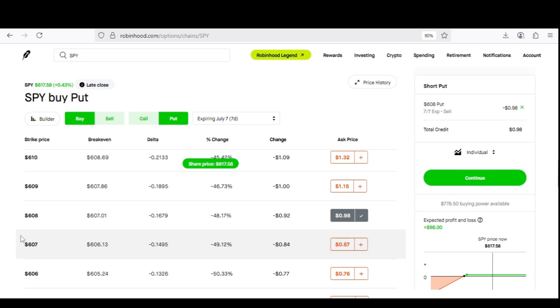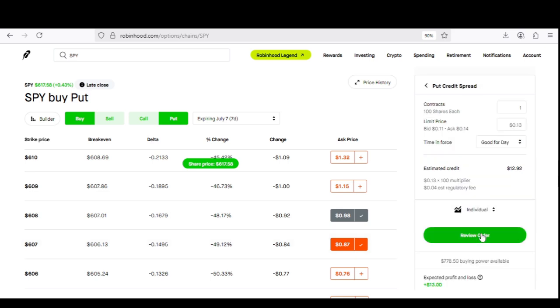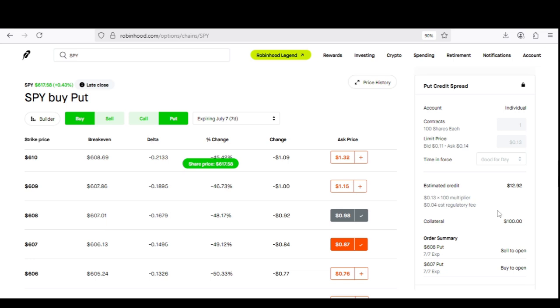So that's going to give us the 607 strike price. We're going to go ahead and select that. Now we're going to hit continue. We're going to hit review order one more time, and this is going to be the result.